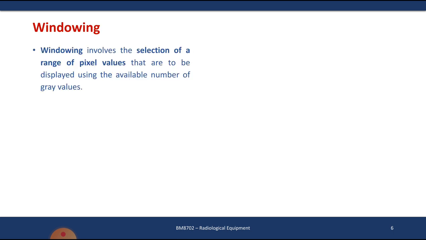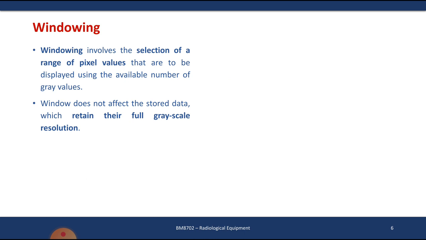Next thing is windowing. So windowing is selection of a range of pixel values. So this windowing technique and all you would have studied in your digital signal processing, right? So you will have studied Hanning window, Hamming window, and so many different windows you would have studied. So all these things are nothing but we are basically trying to look at a particular part of your signal or an image, right? So that is what windowing is. It does not affect your stored data, but it retains the resolution of your original image.